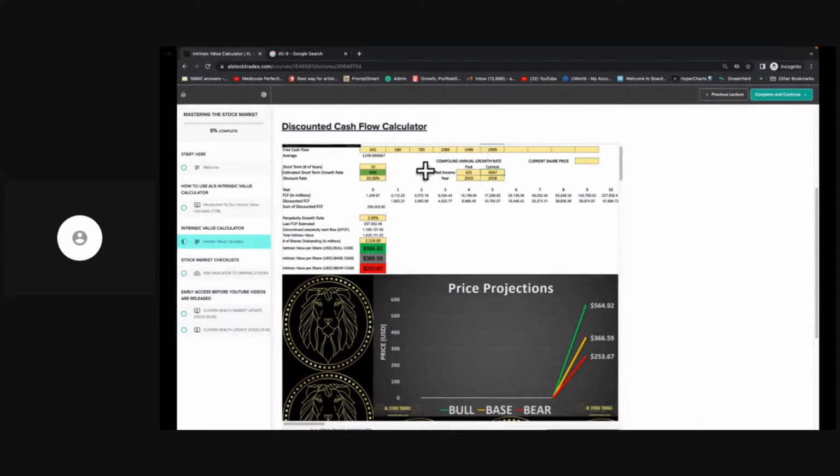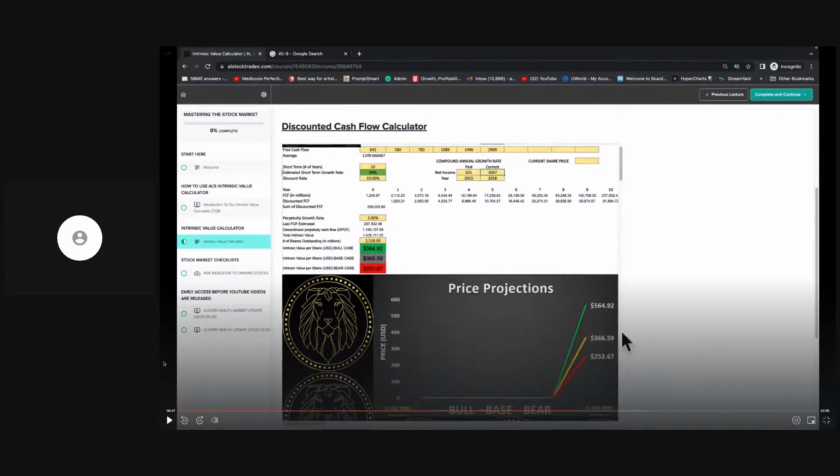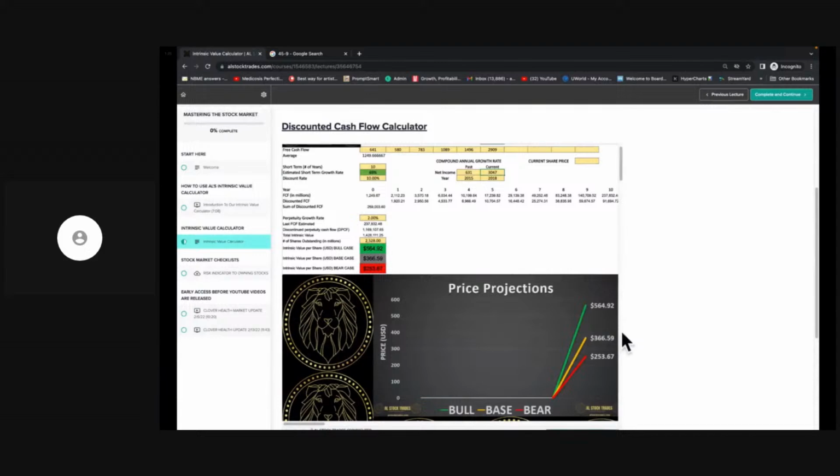Now, mind you, I kept the free cash flows from those years to just be a little bit more conservative, to compress the stock price. So we're looking at a bear of 253, a base of 366. So when the stock price was trading at $4, you would have predicted that this thing was going to go to $564, right? And we kept the older free cash flows.